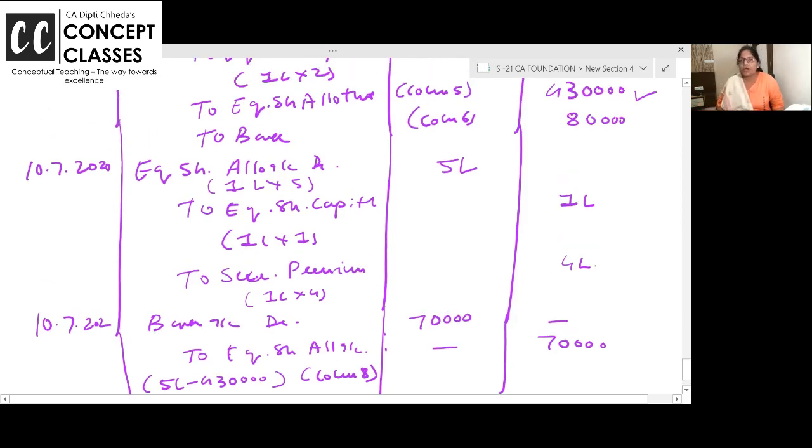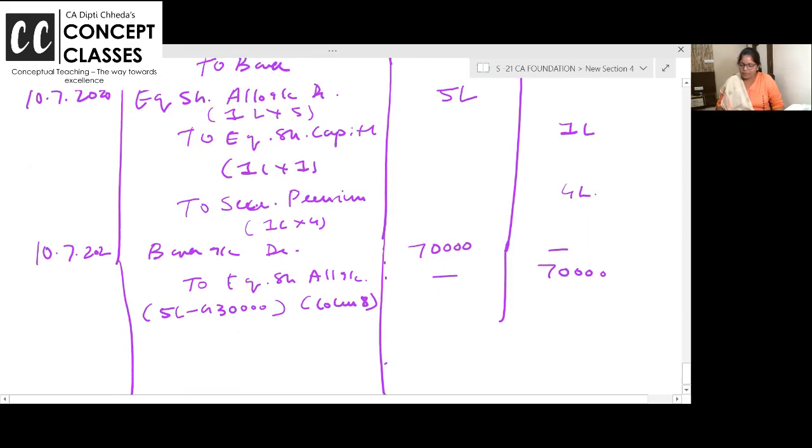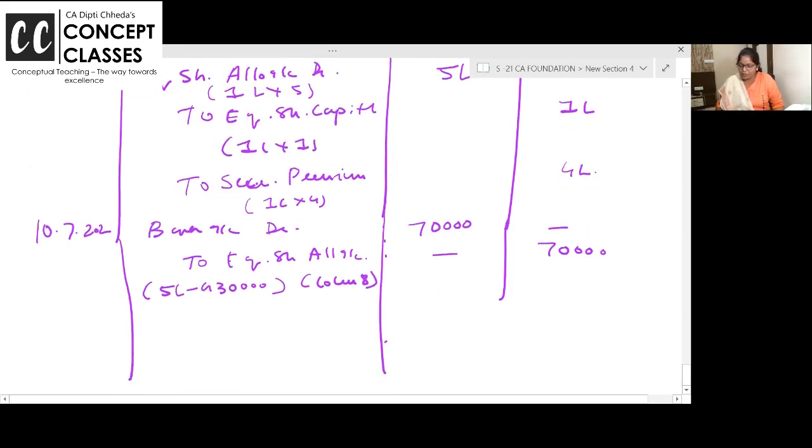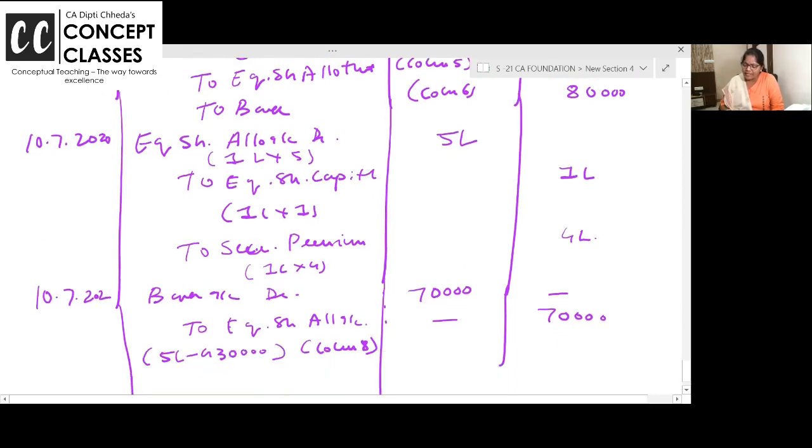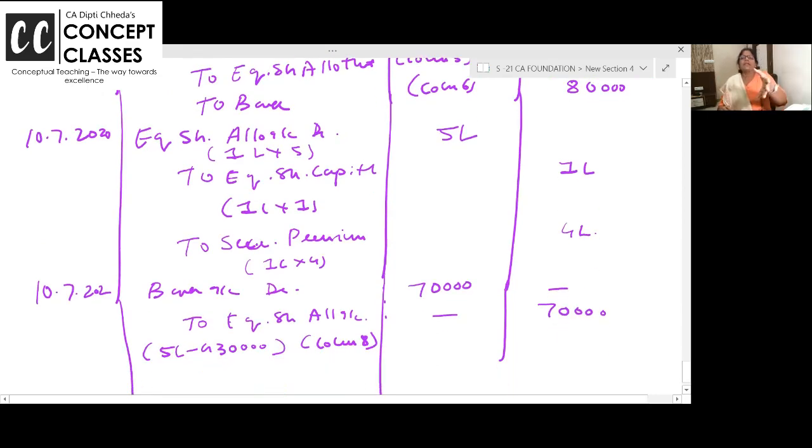Nice and clear to all of you. Allotment to capital to premium. Anyone in the class is confused? You can take the figures from the column. You can calculate also. Routine.